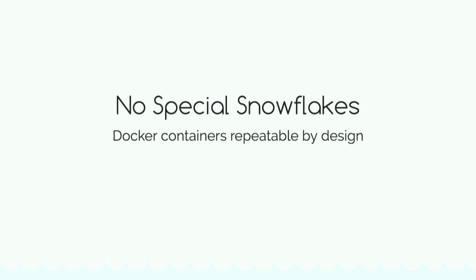We don't want any special snowflakes. Docker has no special snowflakes by design. Containers are repeatable. They're meant to be stamped out again and again and again. And you only need a few text files to describe what a container is.